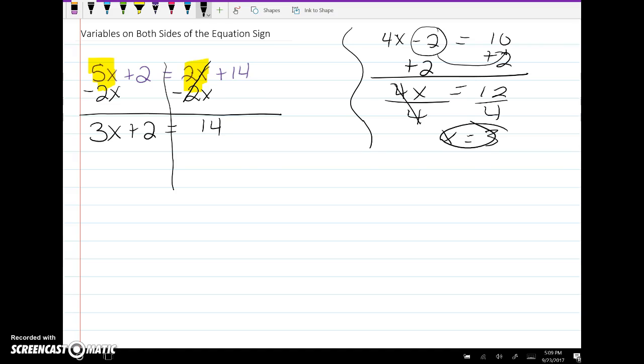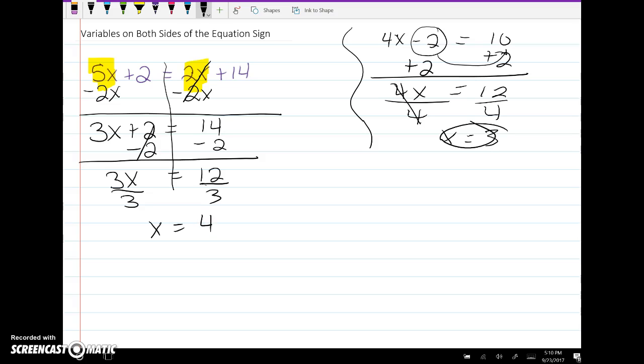And now I have a nice, simple two-step equation. Subtract 2 on both sides. I have 3x, this cancels out, equals 12. Divide both sides by 3, and x equals 4.